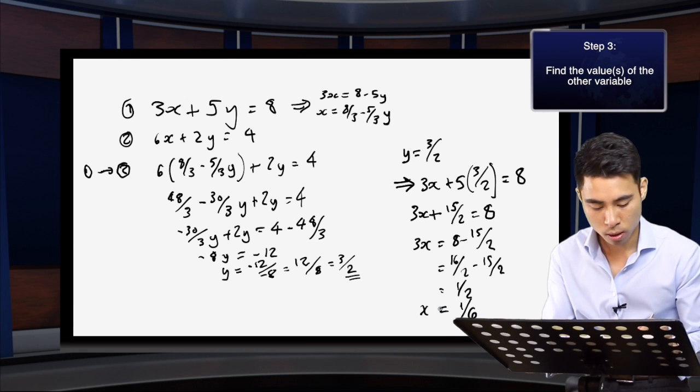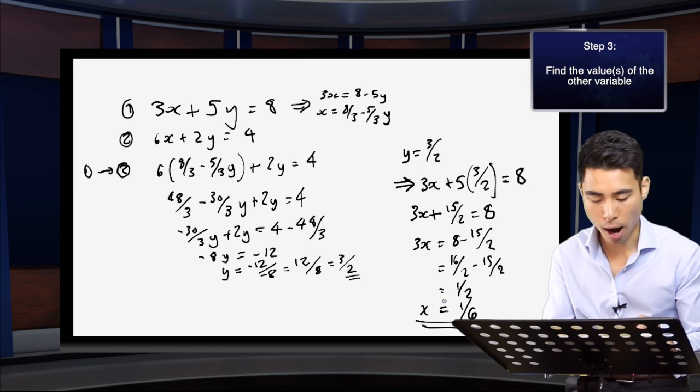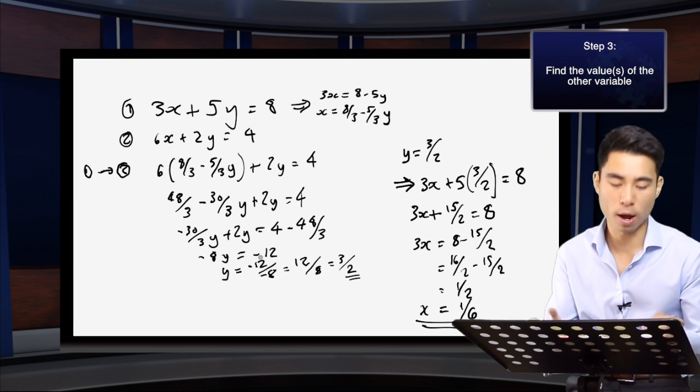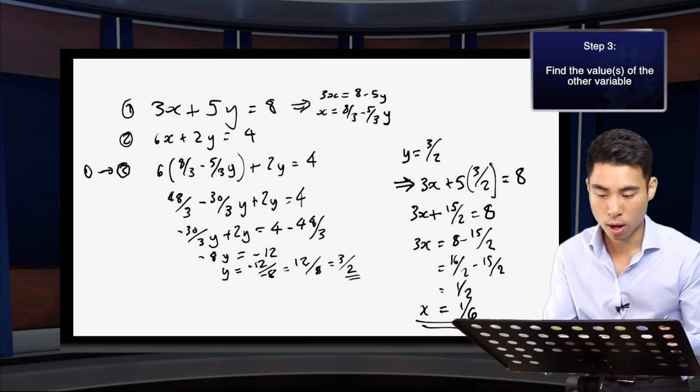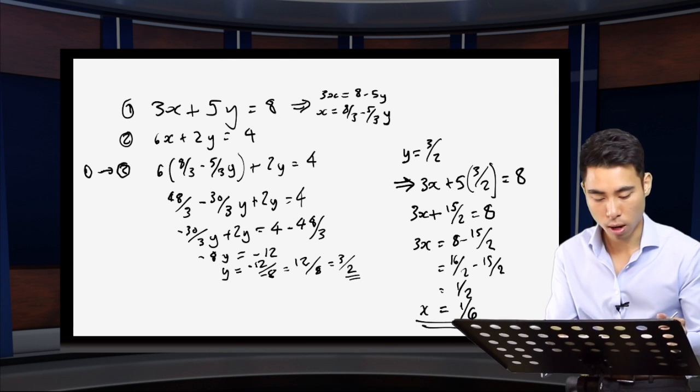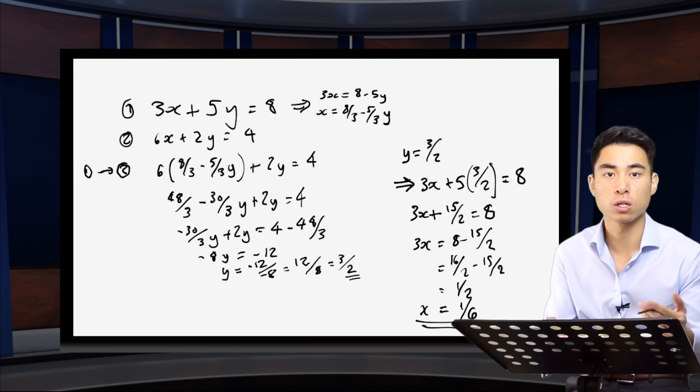Okay, but now we have our two solutions. So this is fully solved. I have a solution for my y value, a solution for my x value. I have solved these simultaneous equations together. Okay, and that's the objective of questions like this.